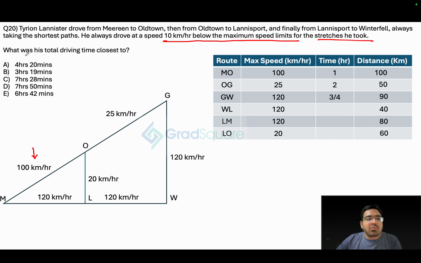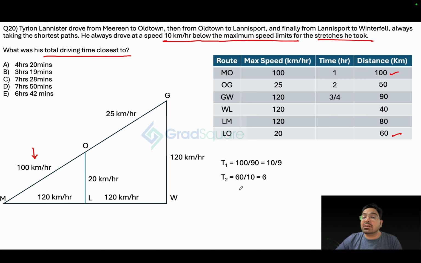Now, what was his total driving time closest to, right? So what will be the driving time for MO? Time will be what? Distance upon speed. MO was what? 100, and driving at a speed 10 less than the maximum permissible limit. So 100 by 90 will turn out to be the time in hours for the first travel from M to O. What is the time taken for the second travel from O to L? OL is a distance of 60 kilometers and traveled at a speed of 10 kilometers per hour. So it should turn out to be 6 hours as the second travel time.